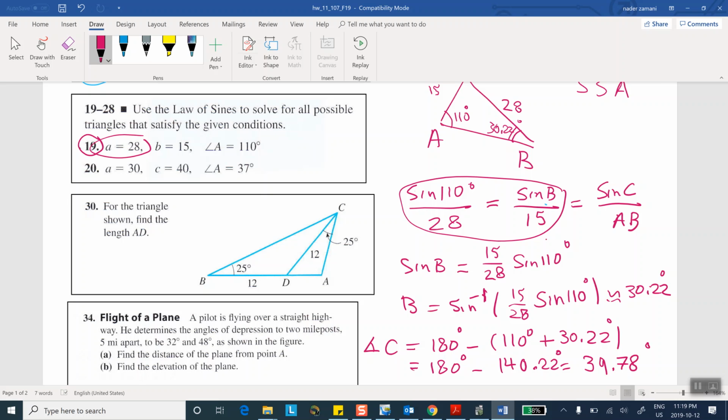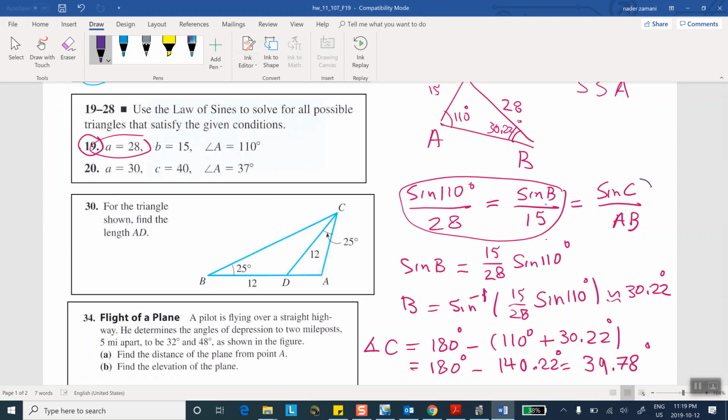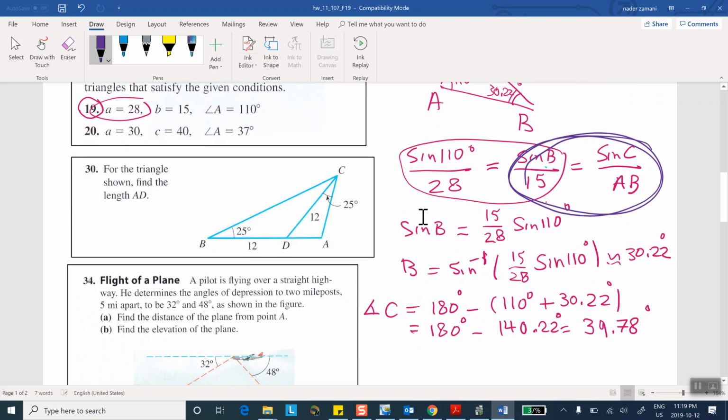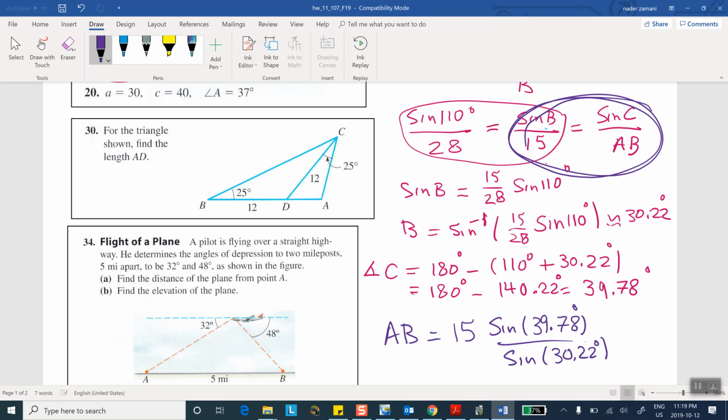So now that we found angle C, we can go right here and find the length AB. So let's go ahead and do that. So we have AB equal to 15 times sine of C, which we just got, 39.78 degrees, divided by sine of B. Sine of B was 30.22, divided by sine of 30.22. And we just have to go and type it in.